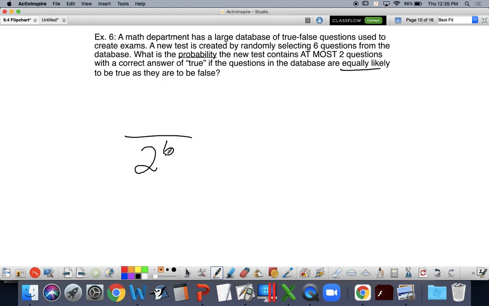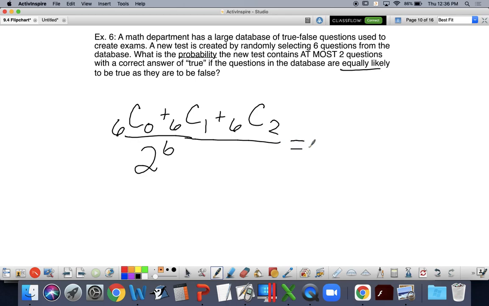Now my numerator is going to be kind of like the couple previous questions and the Wendy's option. I have to think of some different situations. So at most 2 questions. I could have 0 questions that are true, 1 question, or 2. So I have all these 6 different choices, and none of them need to be true, 1 of them needs to be true, or 2 of them. Those are the things that I'm looking for. What is 6 choose 0? There's really only one way to do that. I choose 0.